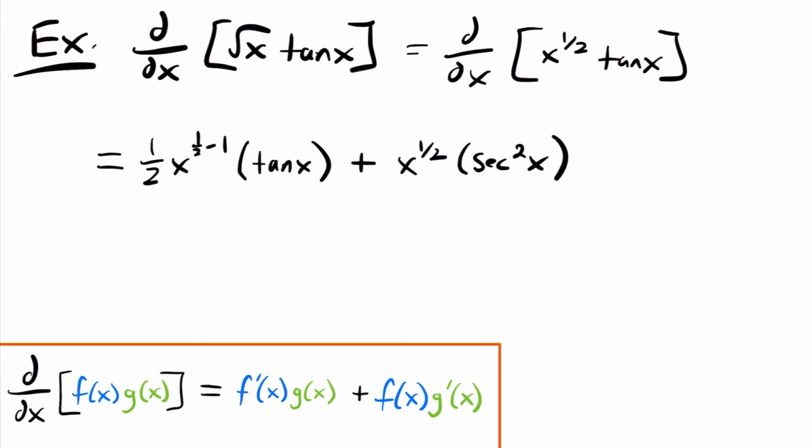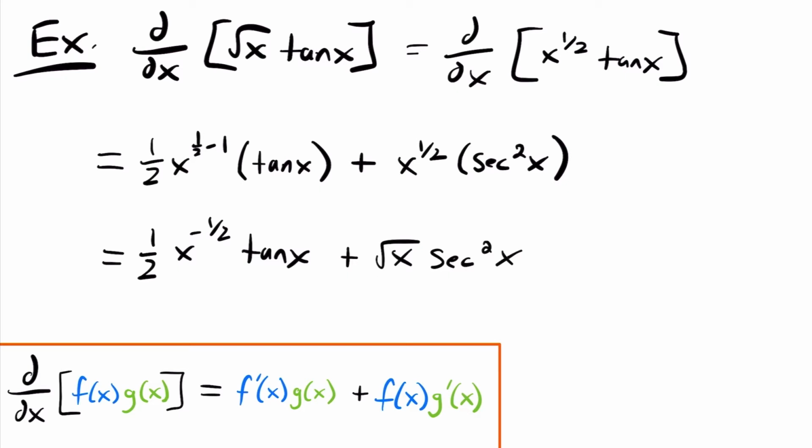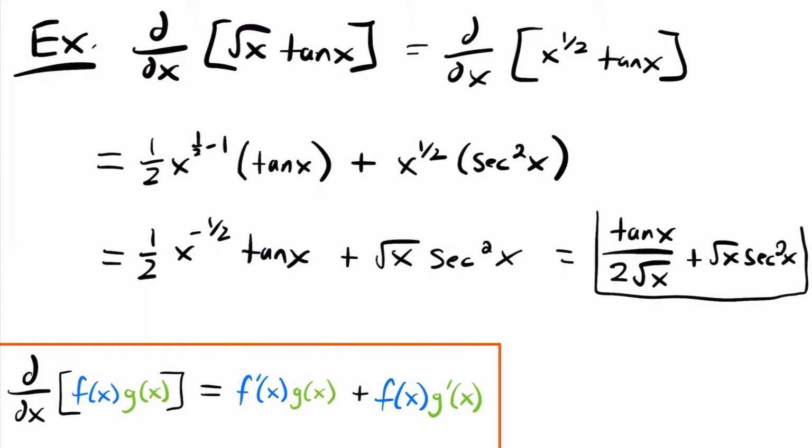So now if we simplify, we can quickly find our final answer. So we'll have that this is equal to 1/2 x to the negative 1/2 power times tangent x, plus we can change this to the square root of x while we're at it. So we'll have the square root of x times secant squared x. And then one more simplification, we can move this negative exponent into the denominator and move our tangent x to the top. And we will have that this derivative is equal to tangent x over 2 times x to the 1/2 power, or the square root of x, plus the square root of x times secant squared x. And that would be our derivative of the product of the square root of x and tangent x.